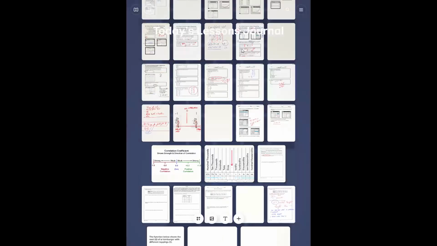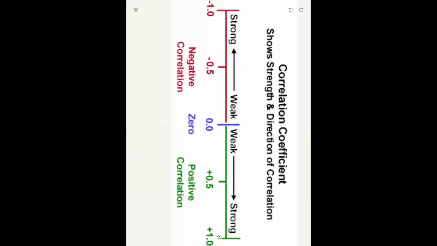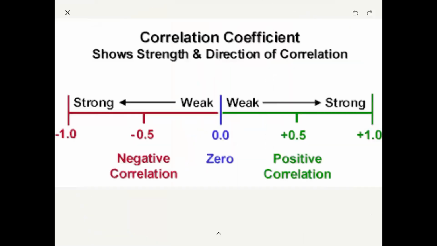The other thing that you're going to need is something like this. This shows you what the correlation coefficient is. If it's negative 1 or positive 1, it's considered strong. If it's 0, it's considered weak. The closer you get to 0, the weaker it gets. The closer you get to 1, the stronger it is. So you need to know this in order to answer questions about the correlation coefficient.